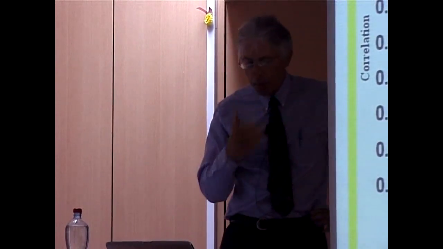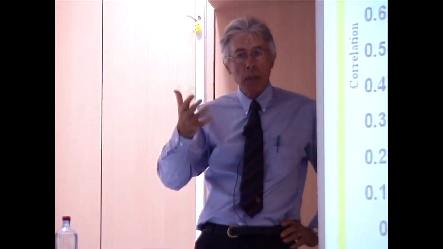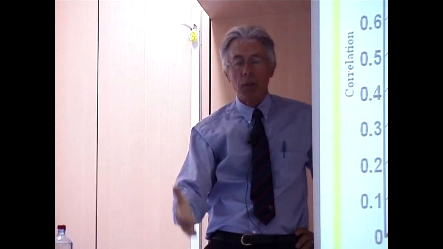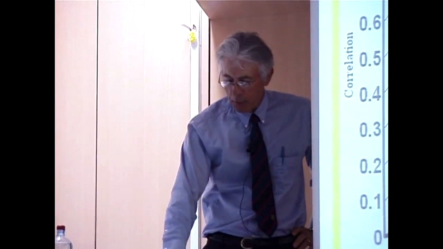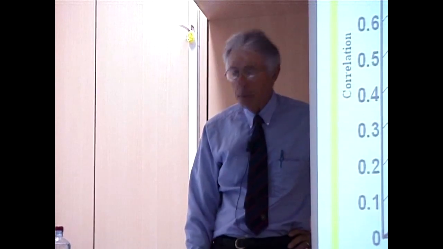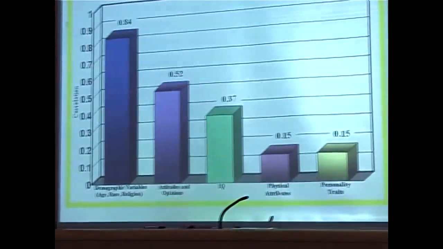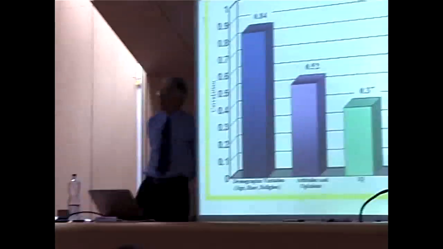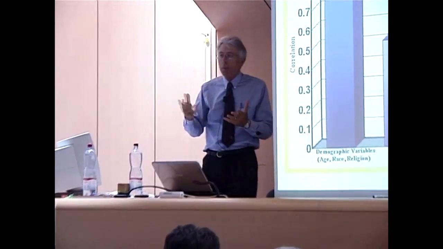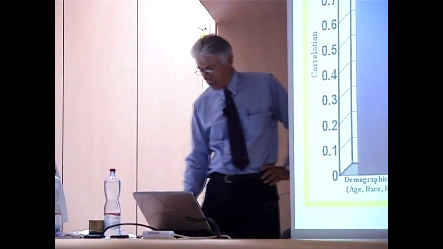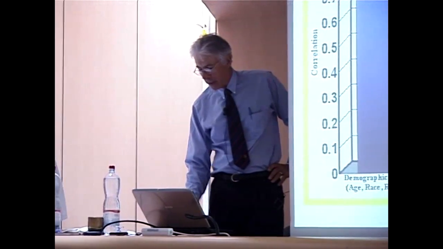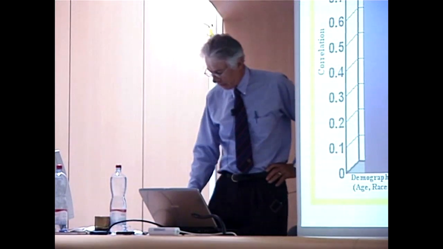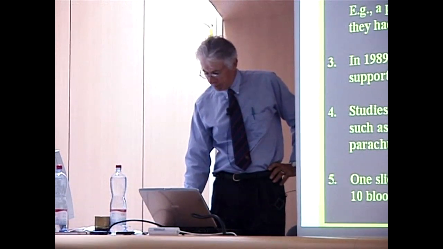One of the things he did was to simply give psychometric tests to people and see how similar they are. Notice, if you look at demographic variables like race, religion, and so on, very highly related. Attitudes and opinions, about, say, abortion or the death penalty. Notice IQ. We talked about IQ being very important. Well, it is important when people choose friends, when people get married, about 0.37. Physical attributes are actually less, and personality even less. I think that's maybe because we don't really measure personality very well. It could be higher than that.